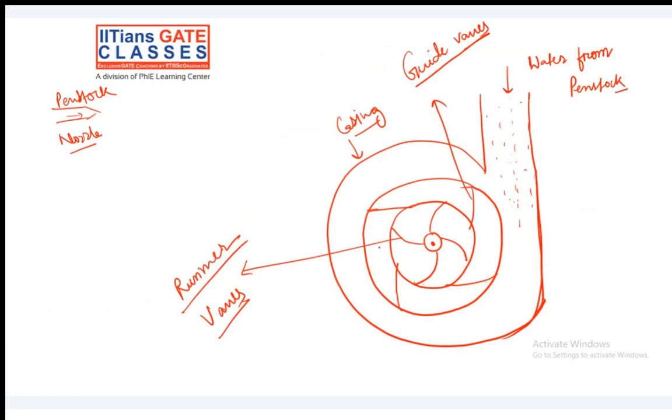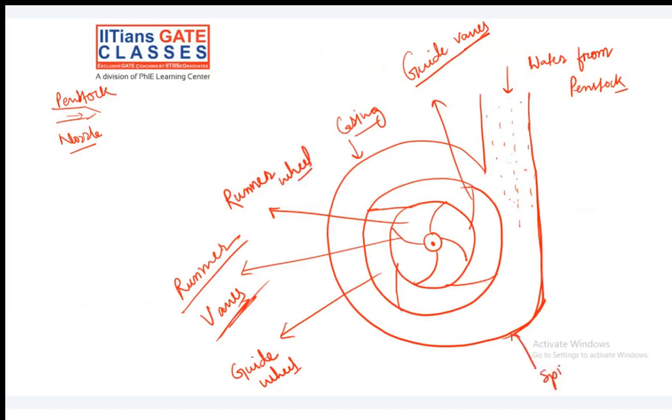So this is called the guide wheel. This is called the runner wheel. We already know that this is the runner vane, and this is that wheel, the runner wheel. And this is the casing I am talking about, that spiral casing, inside which the flow is happening.